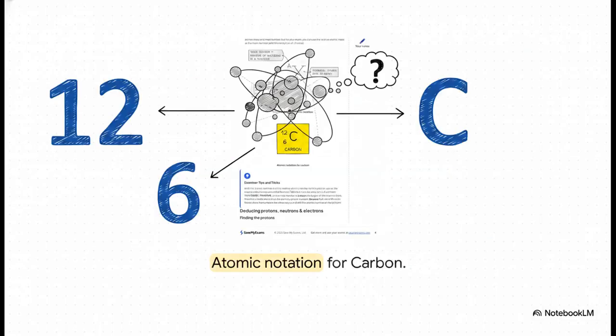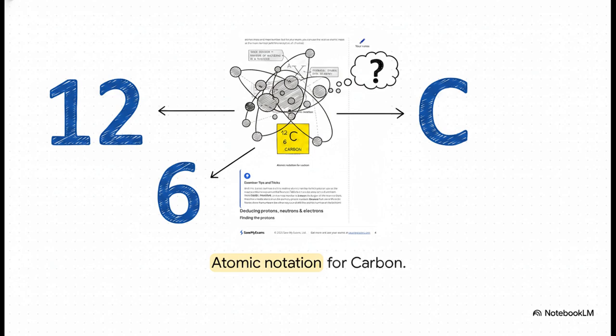And this brilliantly illustrates how the blueprint looks in real life. Take the standard atomic notation for carbon. You've got the C right there for the chemical symbol. Up top, we have the massive number, the mass number, which is 12. Down below, we have the smaller number, the atomic number, which is 6. So instantly, just by reading this blueprint, we know carbon has 6 protons and, because it's neutral, 6 electrons.